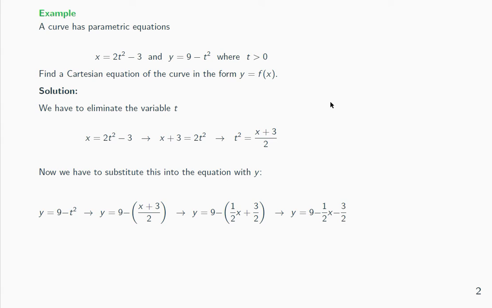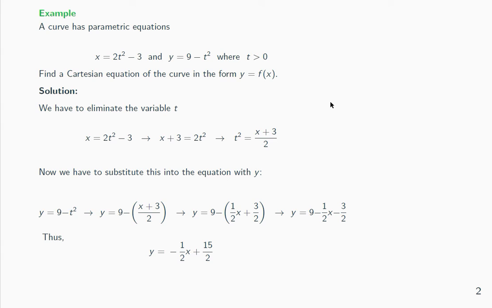Remember, if there is a minus in front of the bracket, it corresponds to changing the signs in front of all the terms inside the bracket. So positive half of x becomes negative half of x, and positive 3 over 2 becomes negative 3 over 2. And then lastly, I can just collect like terms to get that y equals negative half of x plus 15 over 2. 9 take away 3 over 2 simplifies to 15 over 2.